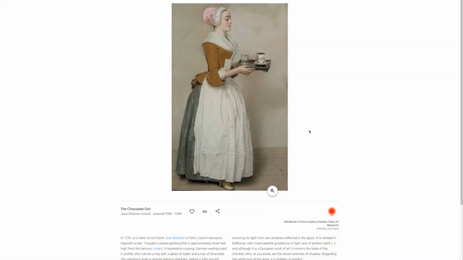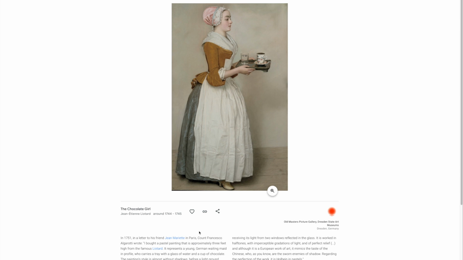So this artwork actually has a listing on Google Arts and Culture. And if we come in here, we can see information about the artwork. It's called The Chocolate Girl by Jean-Étienne Liotard, and it was painted around 1744 to 1745.